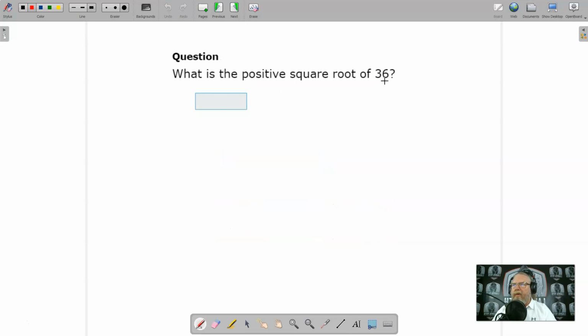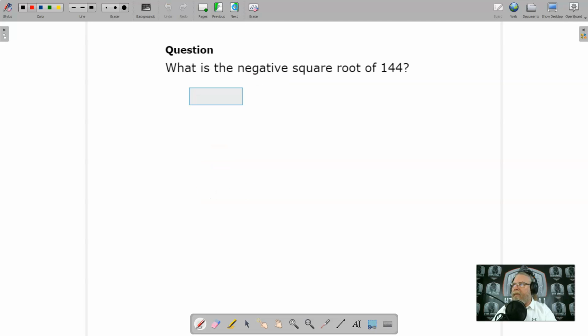What is the positive square root of 36? So we're talking about the square root of 36. And we want to know what number times itself, so some number times itself equals 36. Well, in this case, x is going to equal 6, because 6 times 6 equals 36. And we do want the positive form of it, so it would be positive 6.